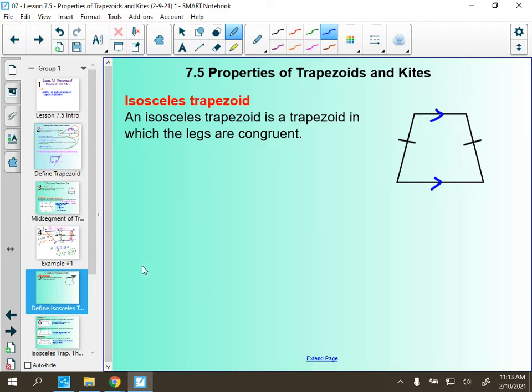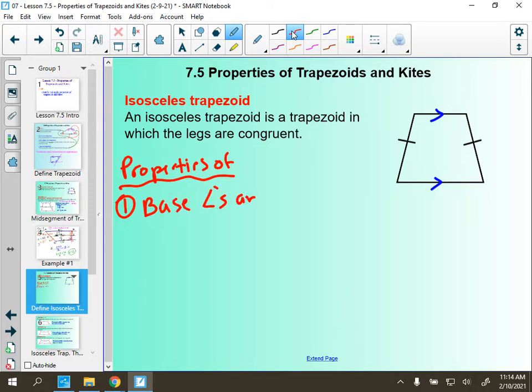All right. I've got the properties here. Maybe let's just do the properties kind of how we would have done it in class. We'll do it right here. So let's look, let's go properties of. So the first one, and there's two of them really, is that the base angles are congruent. Okay, so each pair of base angles would be congruent.